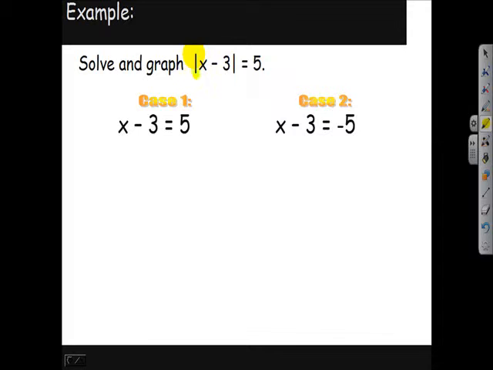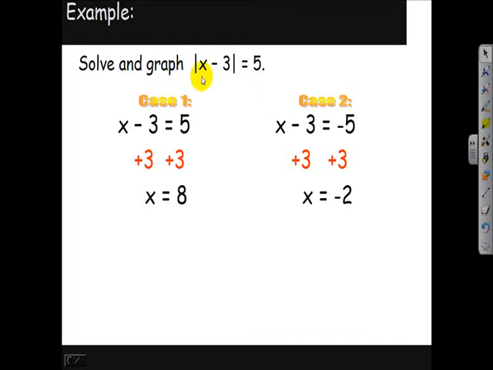The absolute value can have a positive or negative result, because after we take the absolute value, it would all be positive. So we could either have 5 being in here, absolute value of 5 equals 5, or we could have a negative 5 be the value of x minus 3, and the absolute value of that would still equal 5. So we have to solve each little equation separately. On case 1, if we add 3 to both sides, we get x equals 8. On case 2, if we add 3 to both sides, we get x equals negative 2.